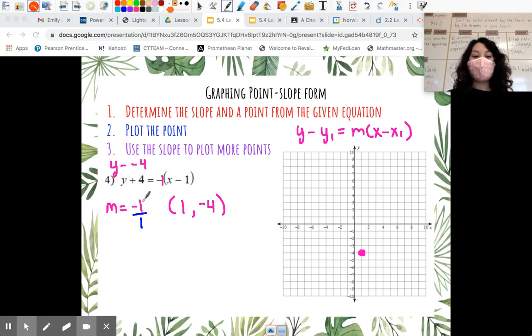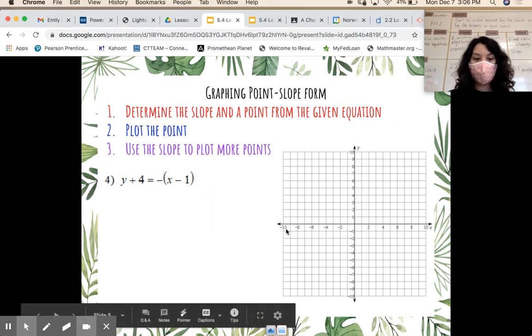I can either rise -1, so go down 1, and then to the right a positive 1, or I could reverse it. I could make the rise my positive, and I could make my run my negative. I could go up 1 and left 1. Again, you want to plot your points in such a way that it represents a negative slope. The line is falling left to right. Connect with arrows. Hopefully this is pretty easy. I really like point slope form. This is one of my favorite forms.